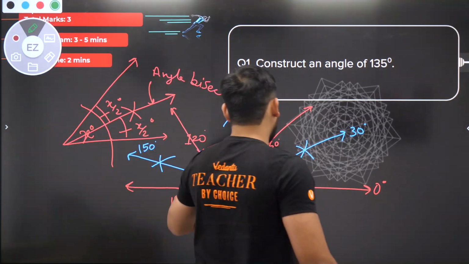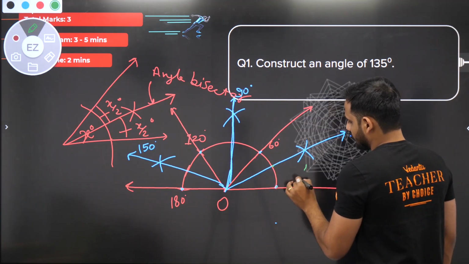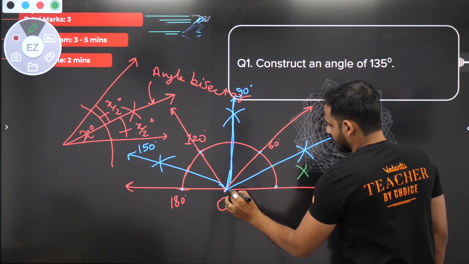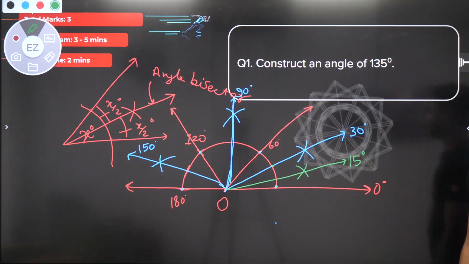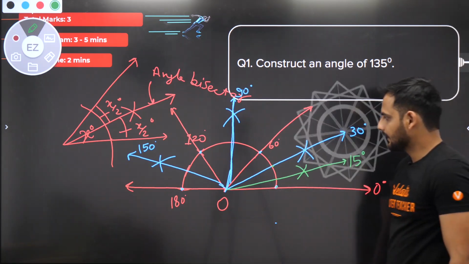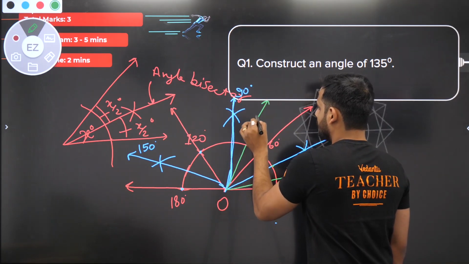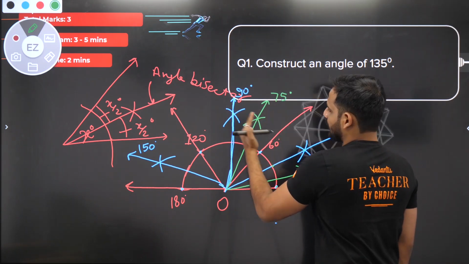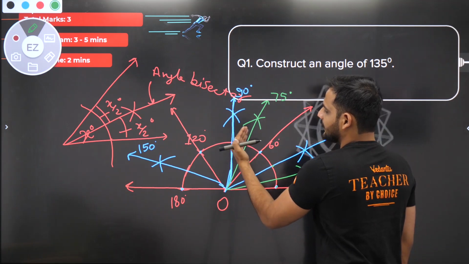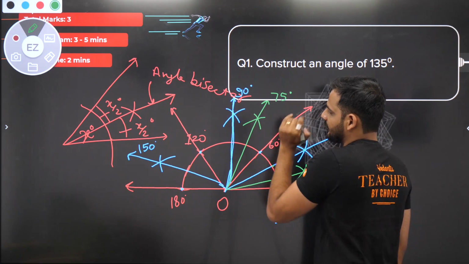If I draw an angle bisector between 30 and 0 degrees, it will intersect somewhere here, and this angle will be equal to your 15 degrees. Correct? If I draw an angle bisector between 60 and 90, this angle will be your 75 degrees. Because from 60 to 90, this angle is 30 degrees, so between the lines there will be 15 degrees. So 60 plus 15 is 75.